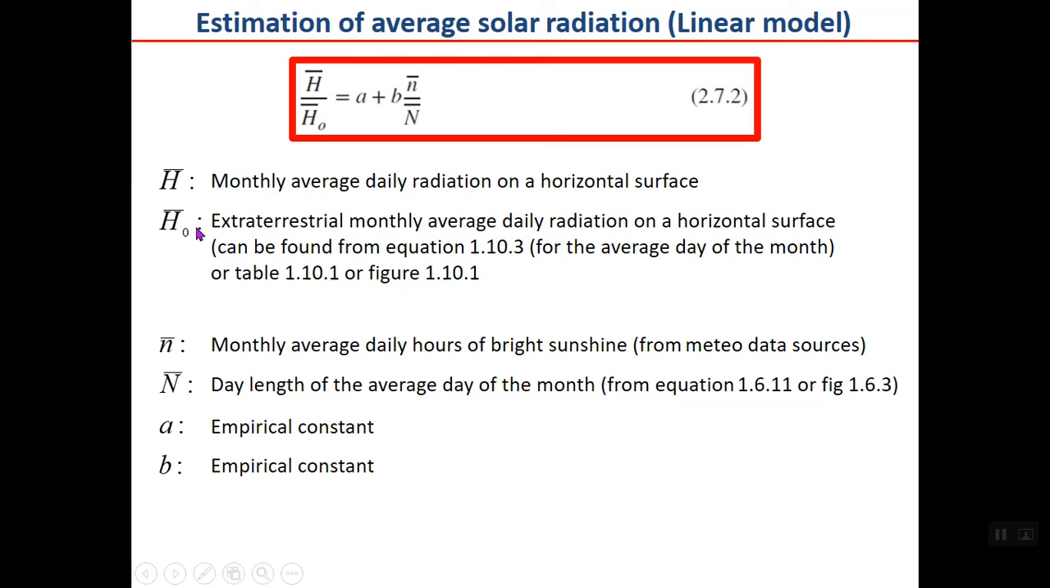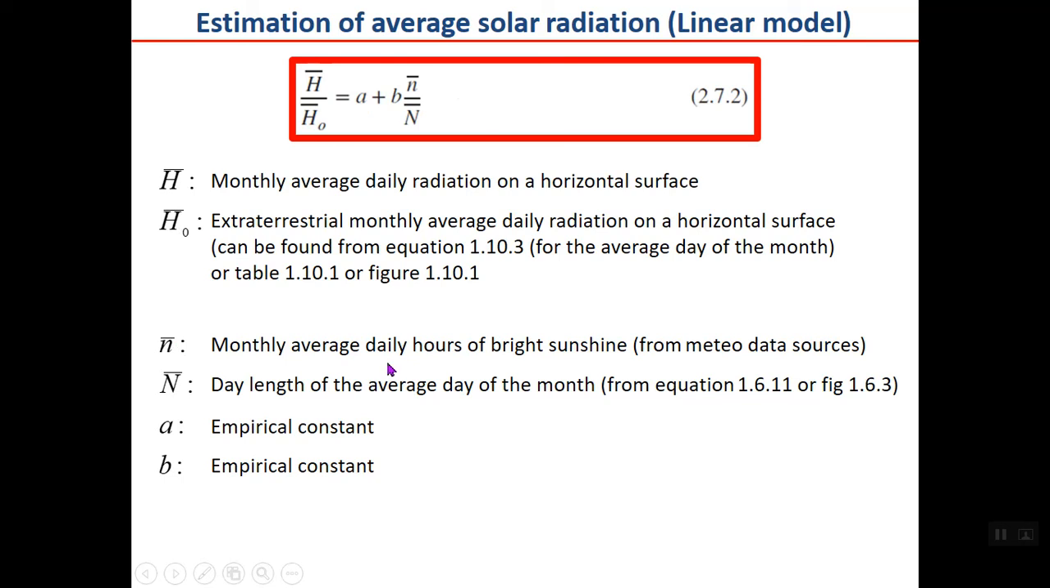H bar 0 is the same, but the extraterrestrial radiation on the horizontal surface, and if you remember, we can find it from equation 110.3 for the average day of the month, because you should substitute a value for small n in this equation. If you are calculating the monthly average radiation, then you should put a value for small n. Which value should be substituted? The average day of the month. We had a table for the average day of the month, table 110.1 or figure 110.1. By any of these three methods you can calculate H bar 0.